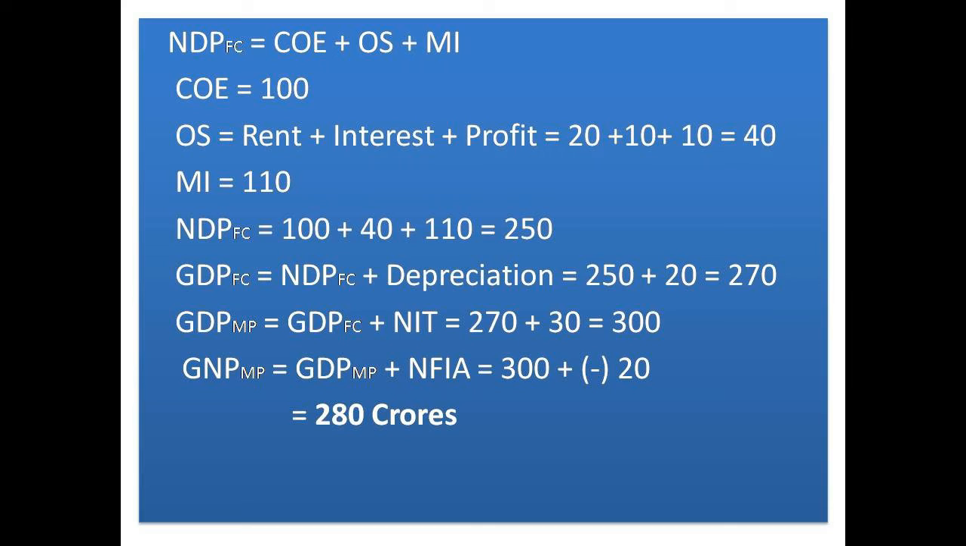From NDPFC we can calculate GDPFC by adding depreciation. So NDPFC plus depreciation, 250 plus 20, we get GDPFC 270. From GDPFC we can calculate GDPMP by adding NIT. So GDPMP is equal to GDPFC plus NIT: 270 plus 30 we get 300. From GDPMP we can derive GNPMP by adding NFIA. So GDPMP plus NFIA, that is 300 plus minus 20, 280 is GNPMP, gross national product at the market price.